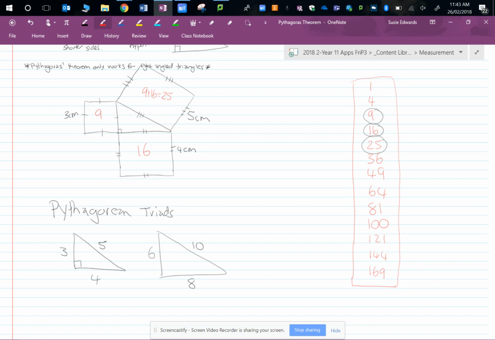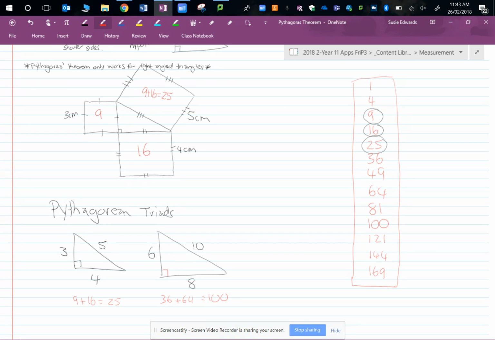So that's one of our other right-angled triangles you could use in a test. So it's 36 plus 64 equals 100. This one was 9 plus 16 equals 25. Okay, so 3, 4, 5, and 6, 8, 10. You should be able to know those ones. And an easy way of remembering, if you know 3, 4, 5, what's the pattern between here and here? They're just doubled.